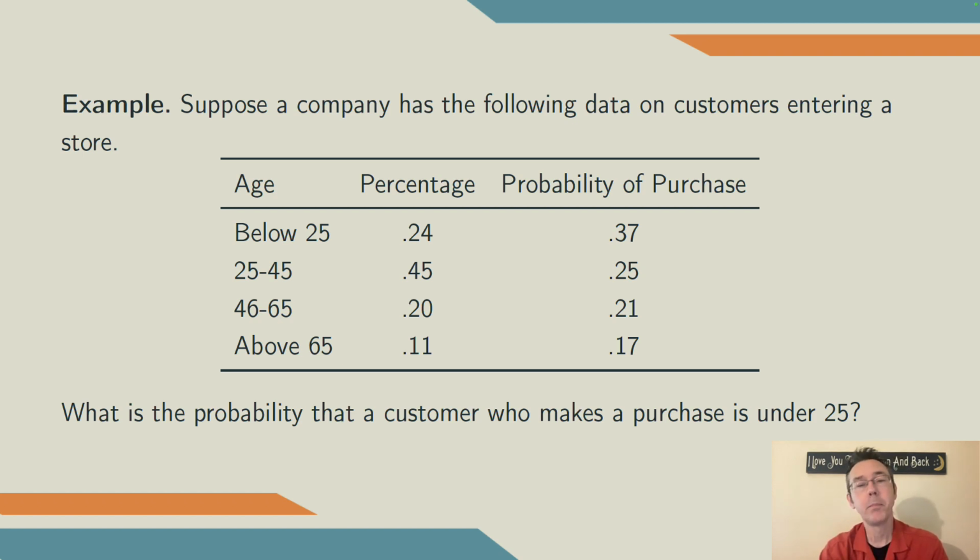And they know the probability that someone will make a purchase in each of those categories. So for instance, among the people that are 25 and younger, 37% of people that enter the store make a purchase. We'd like to find the probability that a customer who makes a purchase is under the age of 25. Notice that that's the opposite conditional probability from what we already have. We know that the probability that someone who's under 25 makes a purchase is 37%.